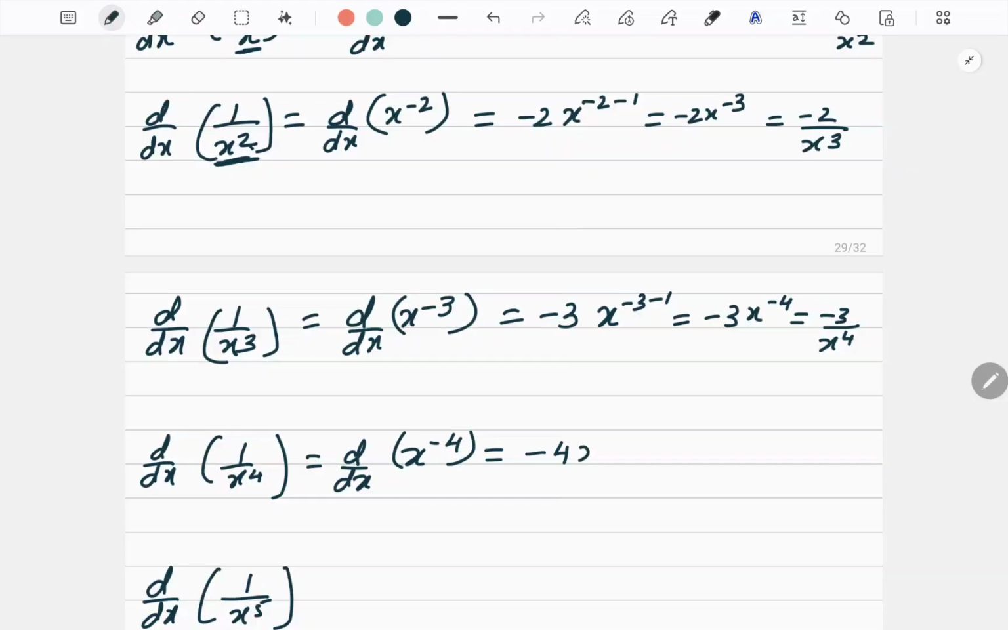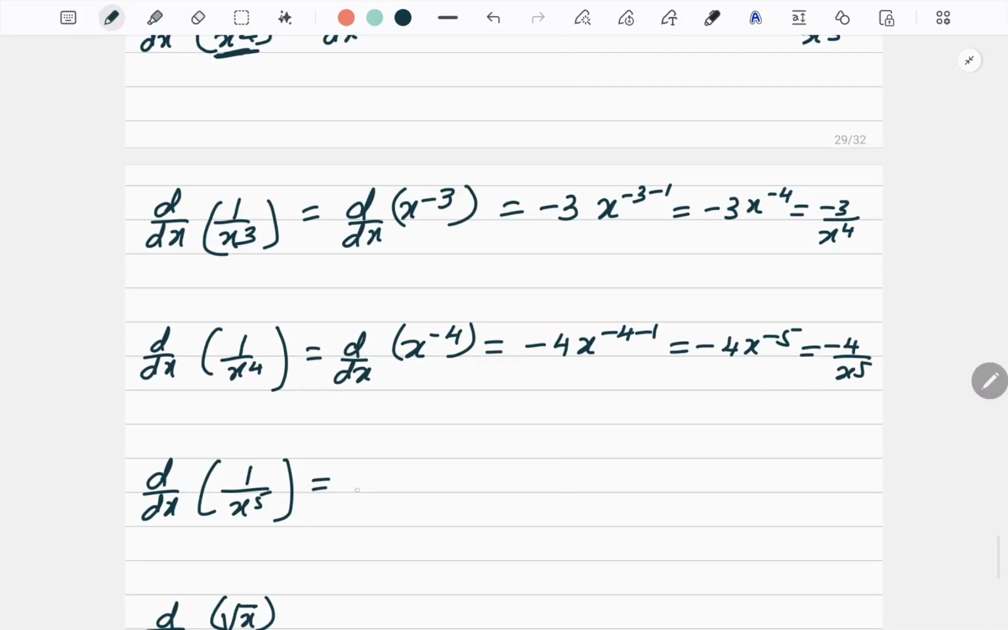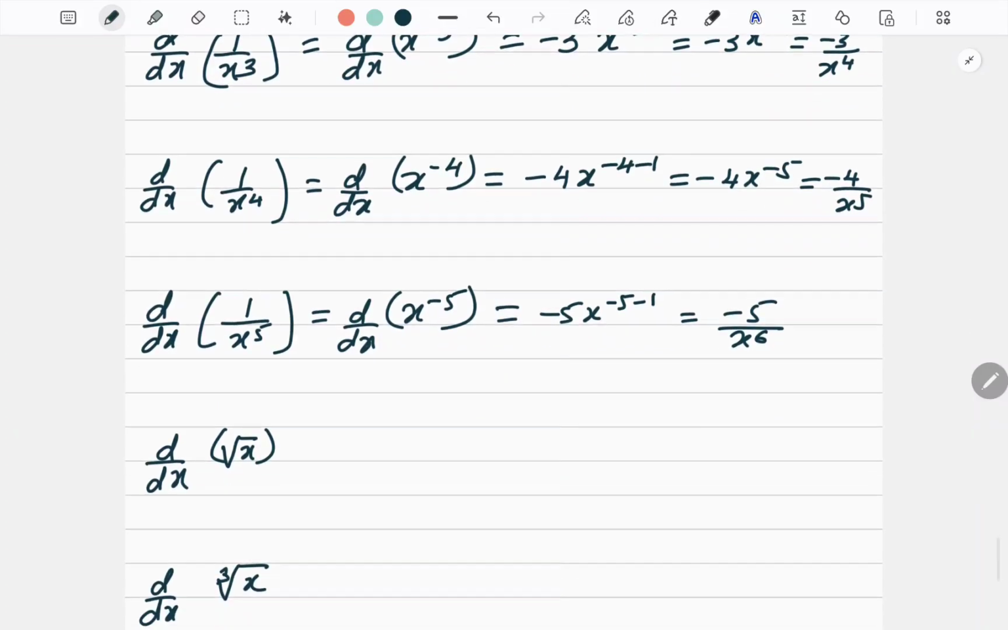So this will become minus 4 x to the power minus 4 minus 1. So minus 4 x to the power minus 5. So minus 4 upon x to the power 5. Right? Now next, d by dx of x to the power minus 5. So this becomes minus 5 x to the power minus 5 minus 1. So minus 5 upon x to the power 6. Now see how to do the root.